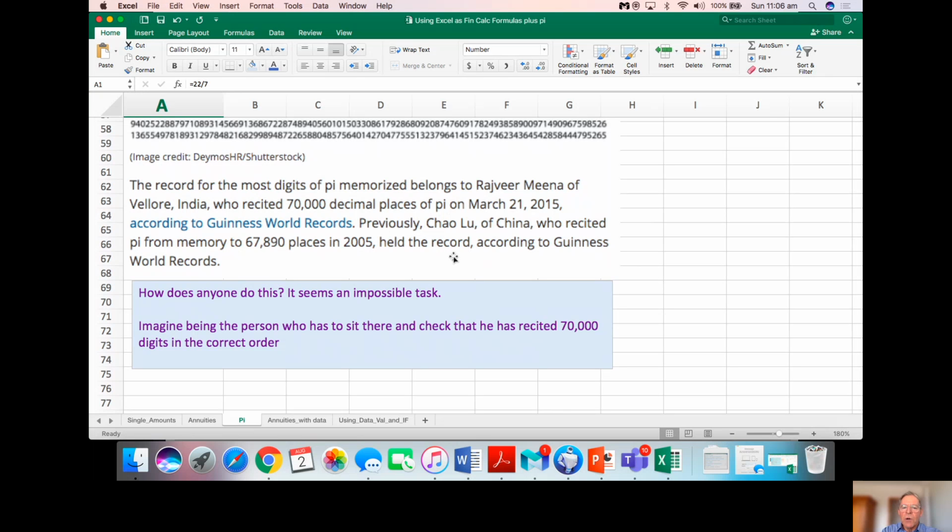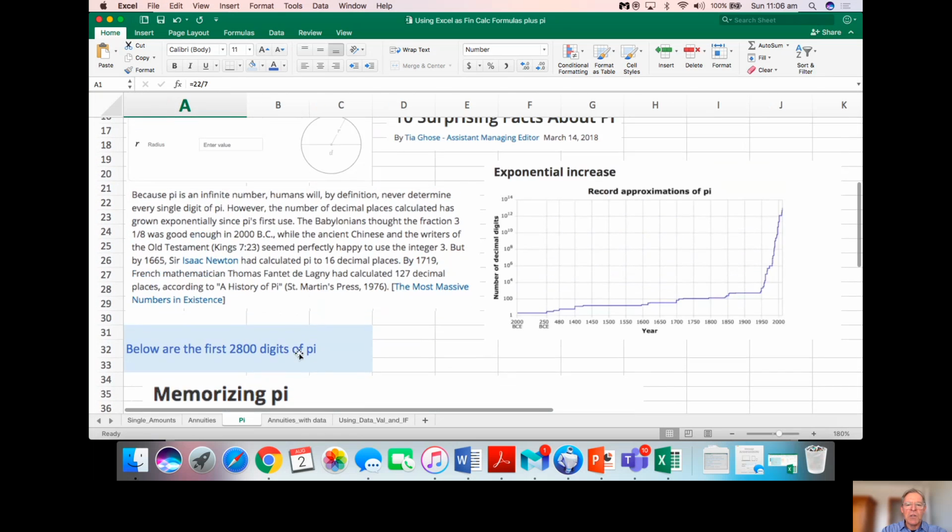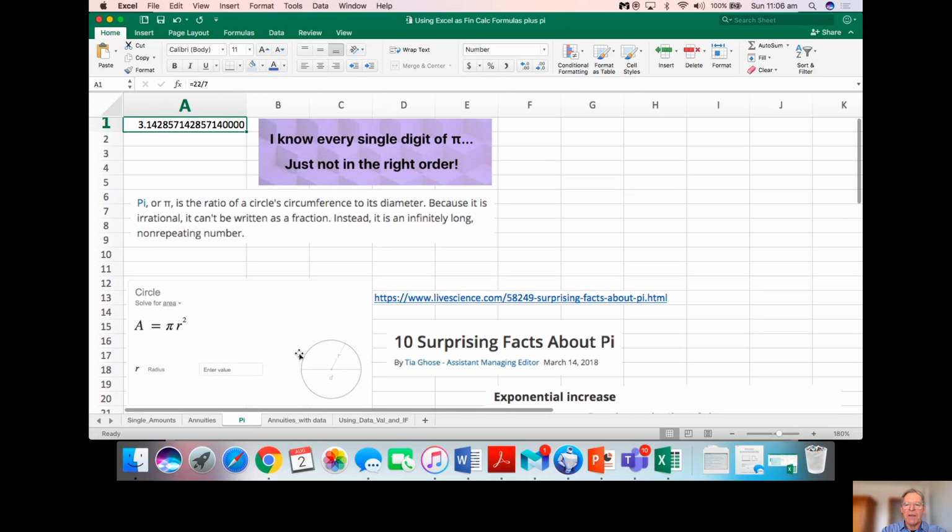But previously, Chao Lu of China recited to 67,890. I'm sure he thought in 2005, I've got this, nobody can beat that. And yet along comes a guy 10 years later. Can you imagine being the person who's got to sit there and check that this guy is actually saying 70,000 digits in the right order? Amazing from memory. It's amazing what you can squeeze into your brain if you have to.